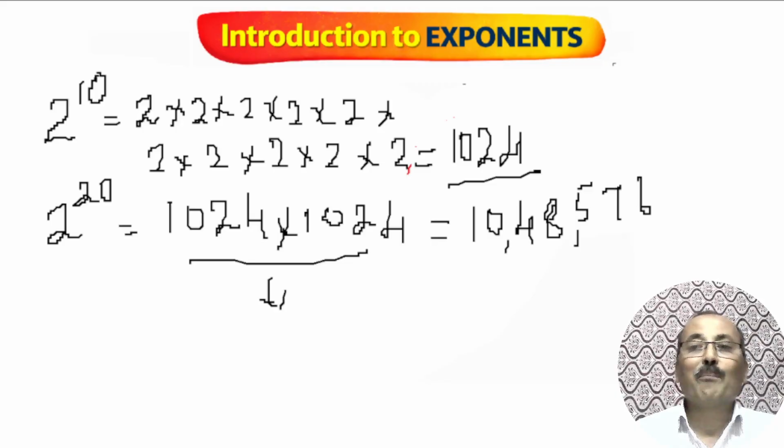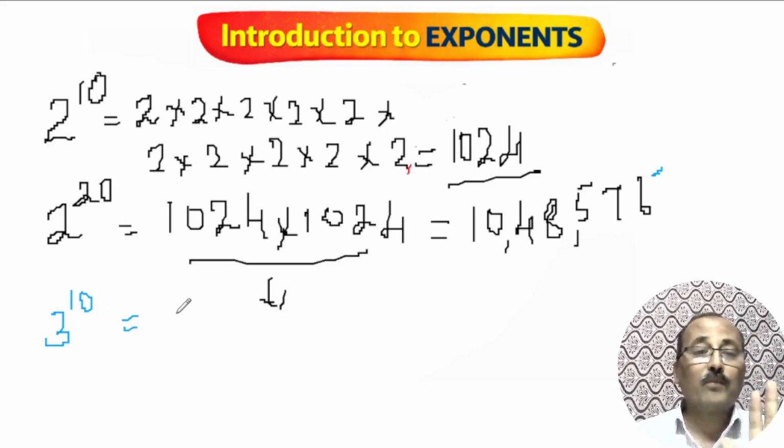Such a big number we are getting. Will it be correct? Yes, 4 4s are 16, so this must be correct. Let me see. Now what about 3 to the power of 10? What will be this one? Can you guess it? 3 power 3 means 27. 3 power 4 means 81. 3 power 10.